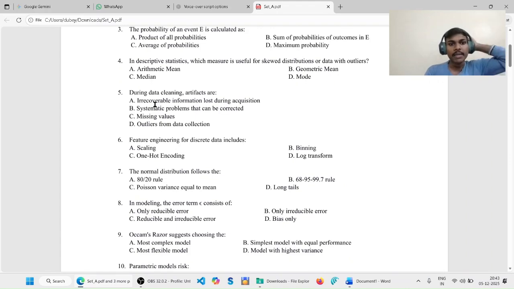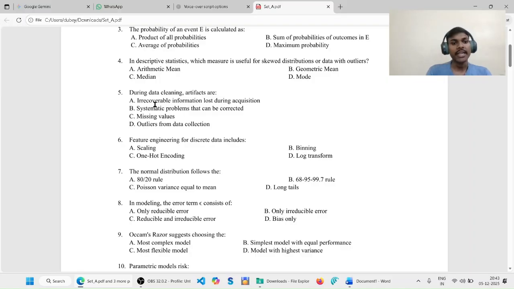Question 4. In descriptive statistics, which measure is useful for a skewed distribution of data with outliers? A. Arithmetic mean, B. Geometric mean, C. Median, or D. Mode. The correct option is option C, median. The median is robust and unaffected by high or low values, which are our outliers. It represents the central point of the distribution, even when the data is heavily skewed. This makes it a more reliable measure for non-symmetric datasets.